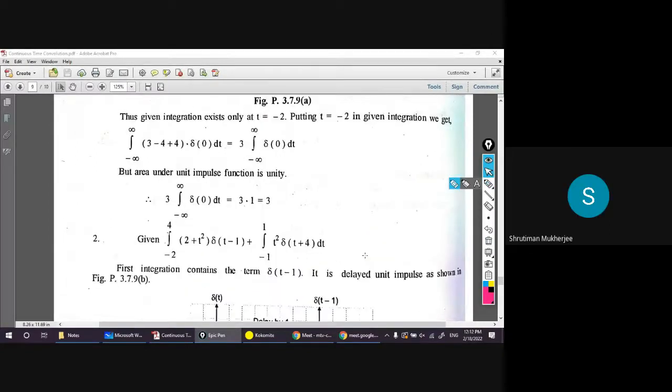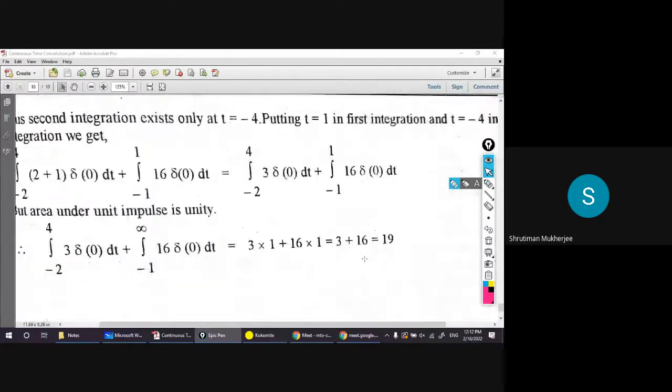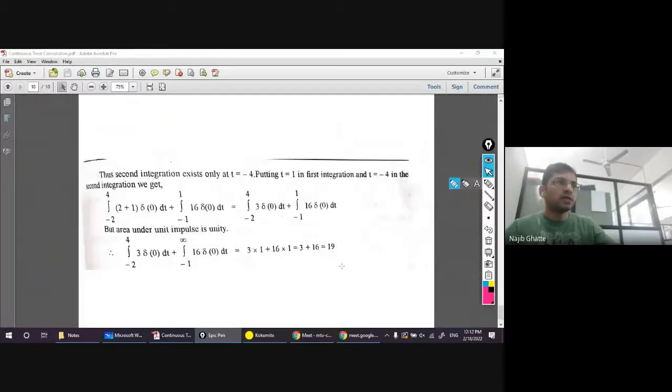Sir, it is going from 1 to -1, so it will be up to 2, right? Wait, one second, beta. See, have you understood this? See, the second integration exists only at t equal to -4. Putting t equal to 1 in the first integration and t equal to -1 in the second, we get this. 3 will come outside, delta 0 will remain inside, and 3 into 1 plus 16 into 1, the answer is 3 plus 16 equal to 19.